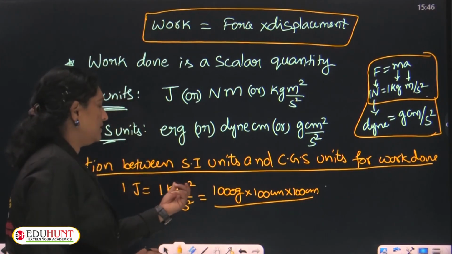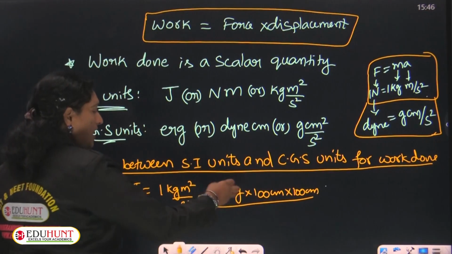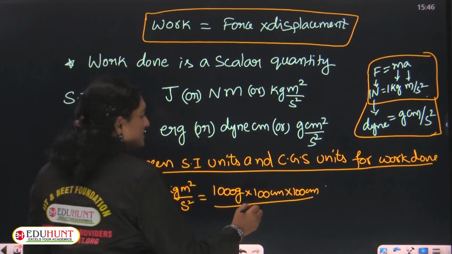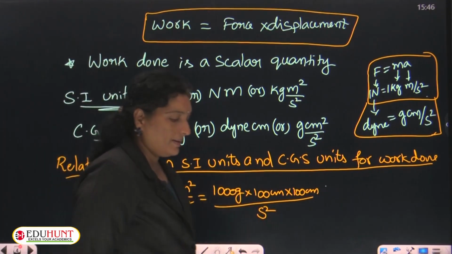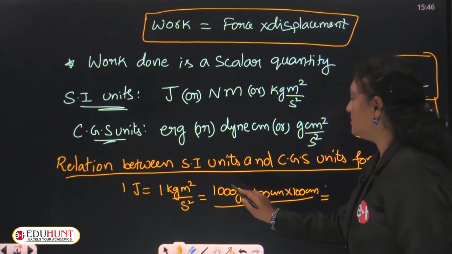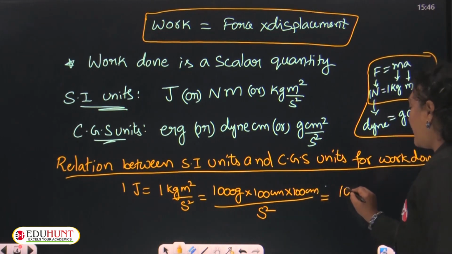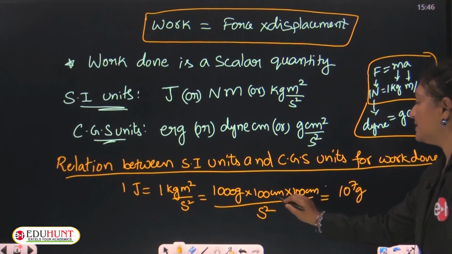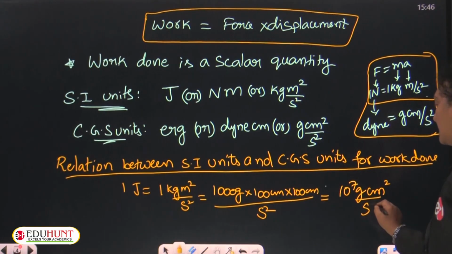So meter into meter is 100 centimeter into 100 centimeter. I convert kg into 1000 grams, every meter into 100 centimeters, second square as it is. Hence, it will be equal to, let us count the zeros, children: 1, 2, 3, 4, 5, 6, 7. Totally 10 power 7 gram centimeter into centimeter gives centimeter square upon second square.